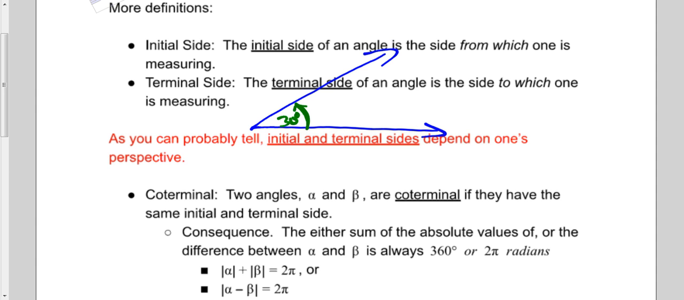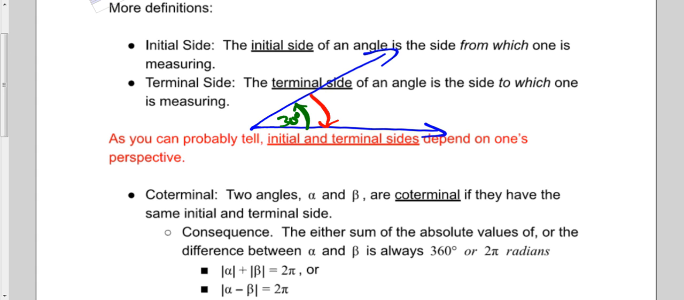Now, what about this? How about that? What about negative 30? It doesn't start at the same time. Oh, so it's got the same sides, but it doesn't have the same initial side or the same terminal side. They're flip-flopped. These are not coterminal angles.